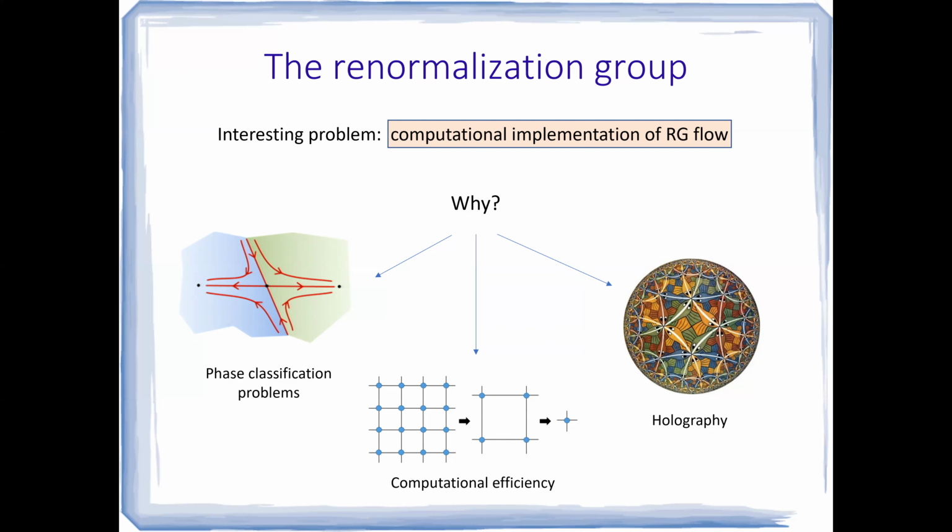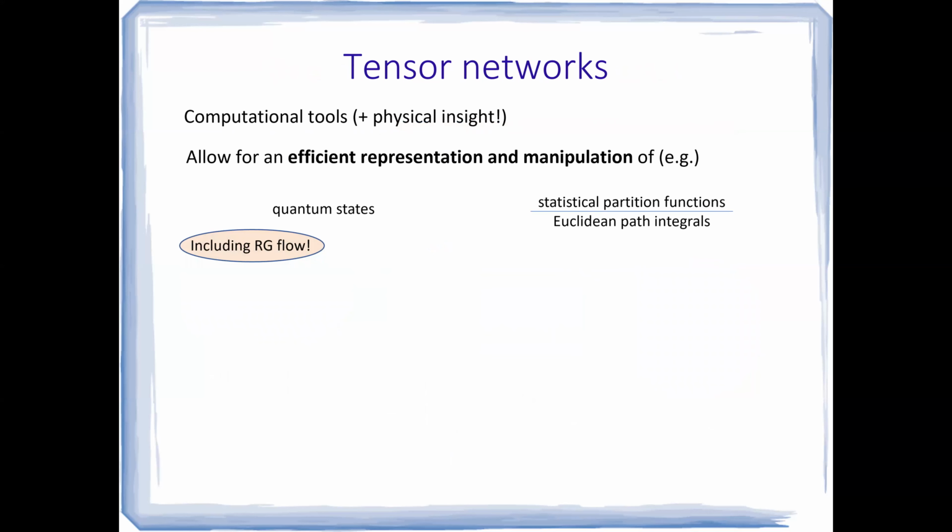So in this direction, what do we have right now? Well, in the past few years, in the past decades, in fact, tensor networks have arisen as a powerful way to give an implementation of RG flow, at least in lattice systems. So as a brief introduction, what are tensor networks? Tensor networks are just a set of computational tools.